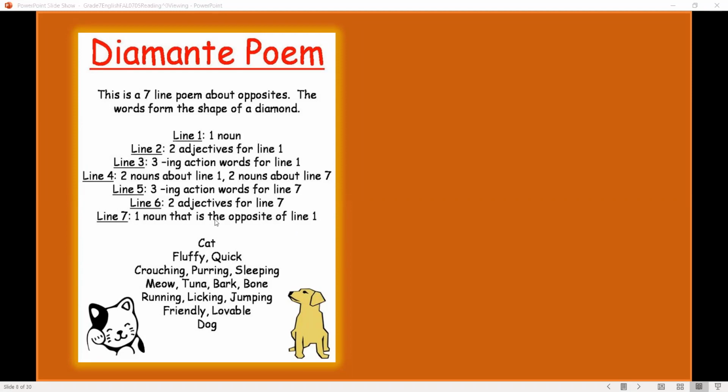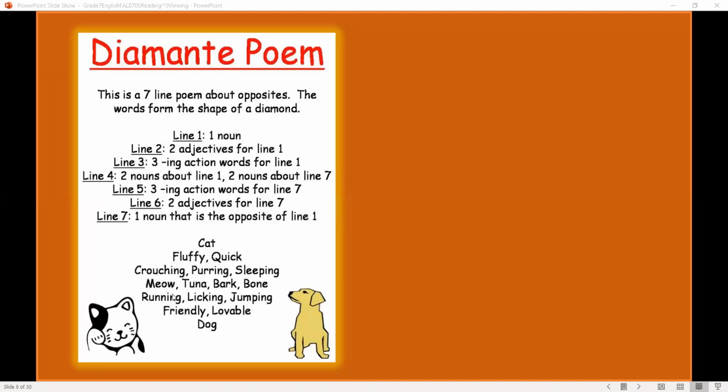Okay, so you have opposites. You have cat, then it describes the cat. Fluffy, quick. Then it describes what the cat does. Crouching, purring, sleeping. Then it mentions 2 things about the cat. Meow and tuna, 2 nouns. But then it goes to the dog. Line 7, bark and bone.